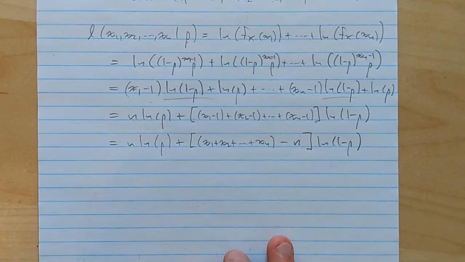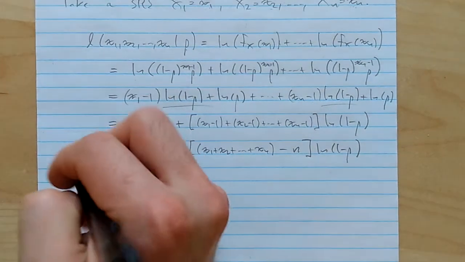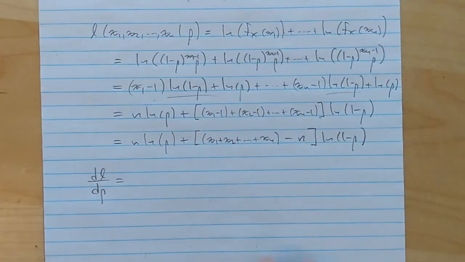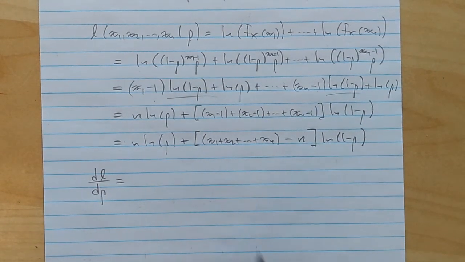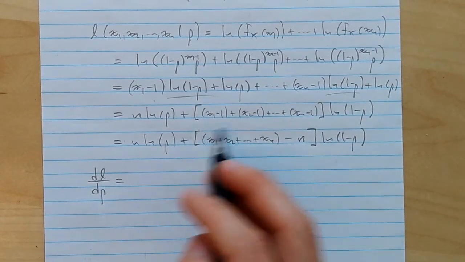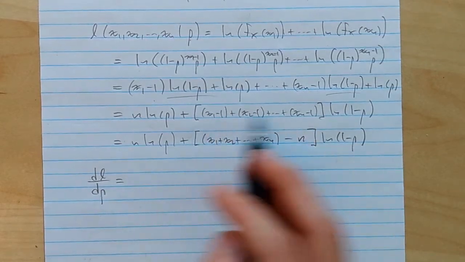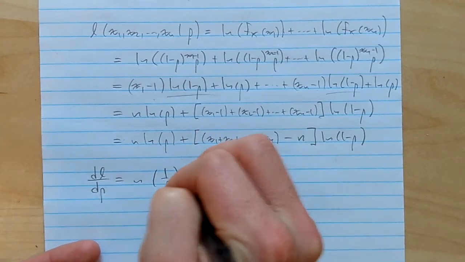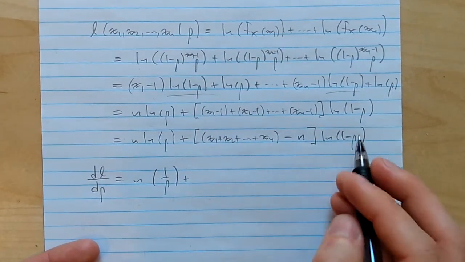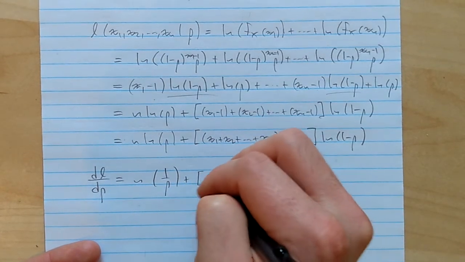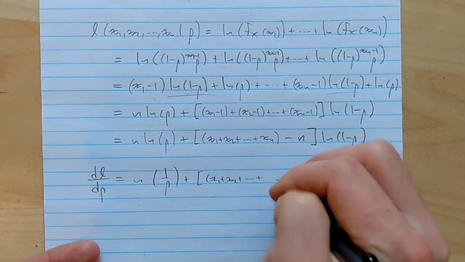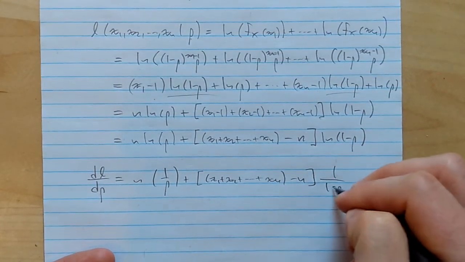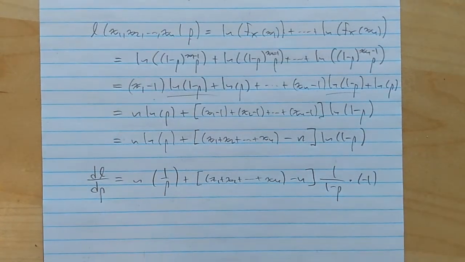And now we can take the derivative. So dl by dp. And again, this sort of looks intimidating because of all the variables floating around, but this is just a giant constant. Taking the derivative of this is easy because this is a big constant. So the ln of p becomes a 1 over p. This big constant is times ln of 1 minus p, so this just stays where it is. And this ln of 1 minus p, 1 over 1 minus p, times negative 1 by the chain rule.